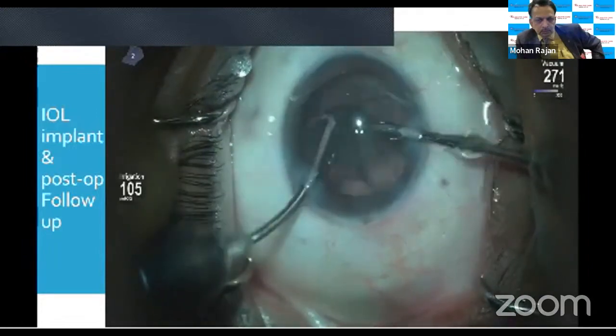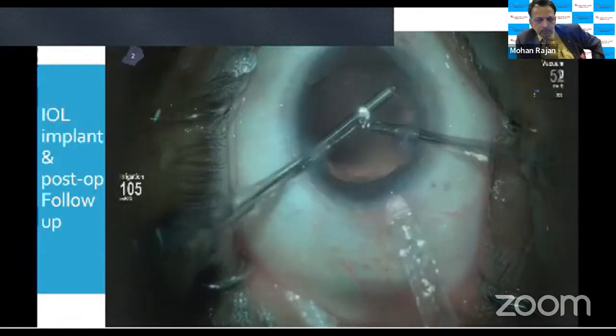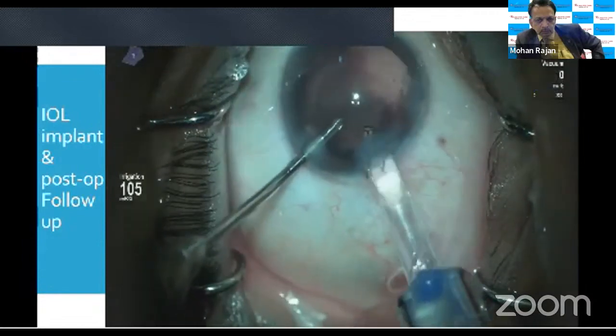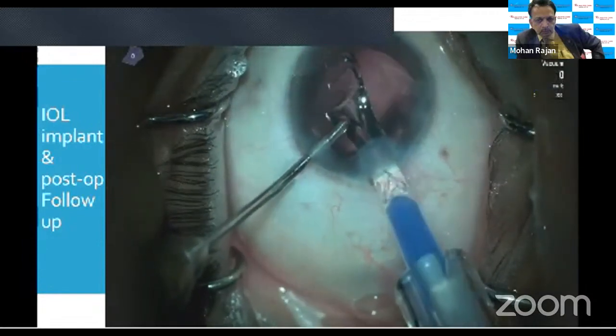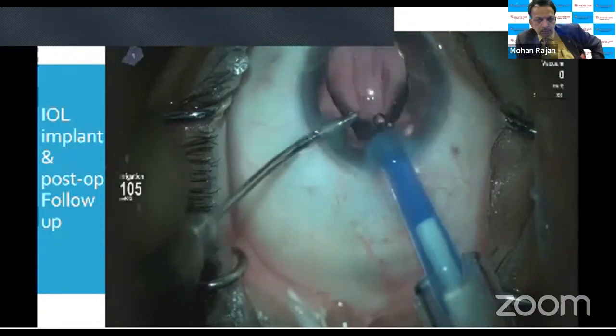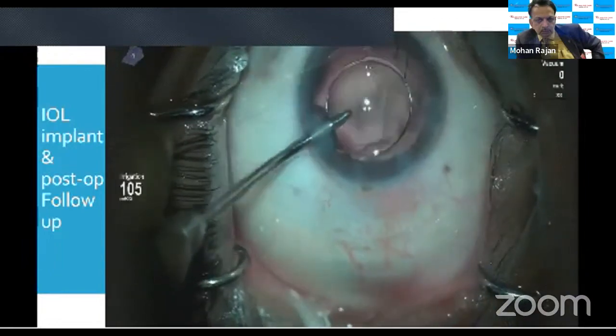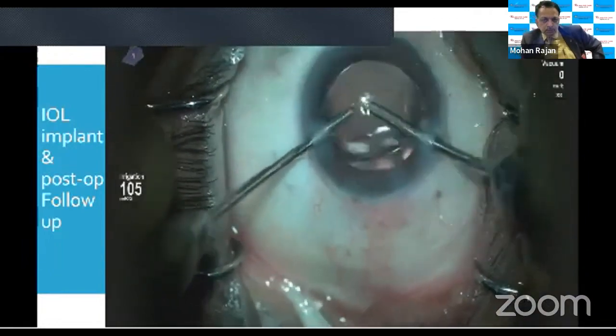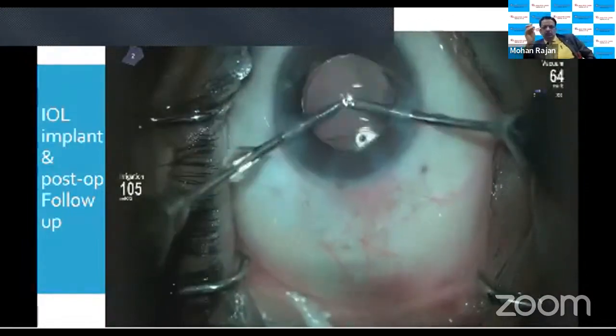So I have completed the bimanual irrigation aspiration, and now it's time to implant the intraocular lens. Here I am only using the irrigation and not using the visco, and the IOL is implanted in the bag very easily. With that, side ports are hydrated and surgery is done. The end result is amazing.